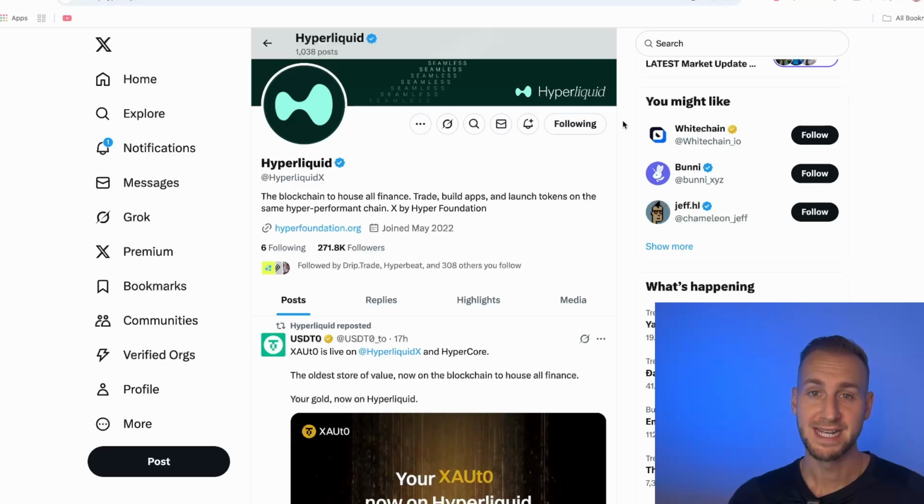Hyperliquid also has its own EVM with a whole host of dApps. We'll jump into that in a later video, but we'll focus on the core offering here right now.